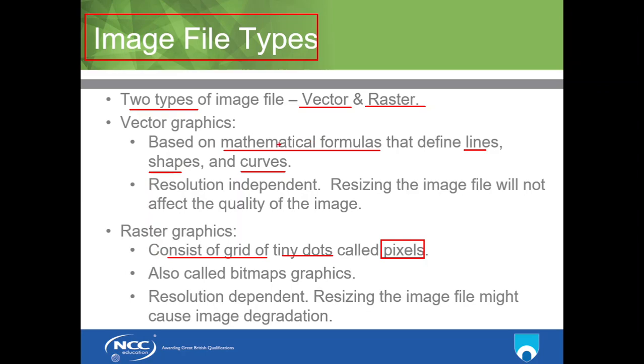Vector images are made up of mathematical formulas. So they are images that are drawn using lines and any other shapes and curves that you know. On the other hand, raster images or graphics are made up of tiny dots. Those tiny dots each contain a particular color, and each one of them is called a pixel. Now, vector images are resolution independent. Resolution independent means if you resize that image, then the image quality is not affected. It remains the same.